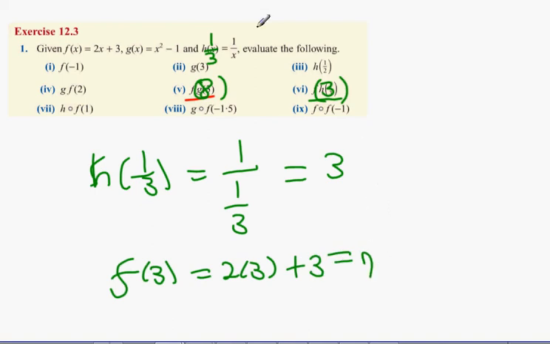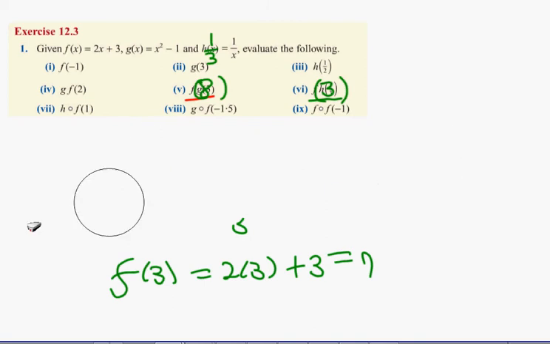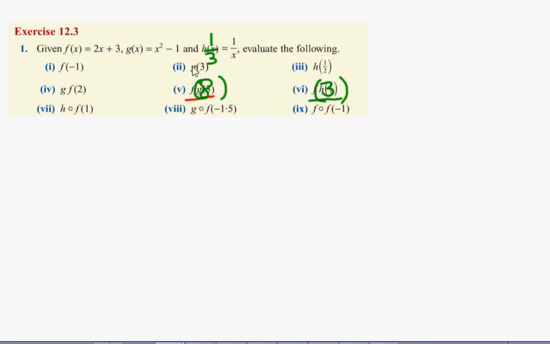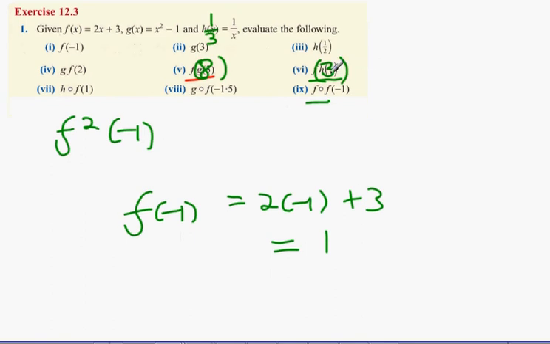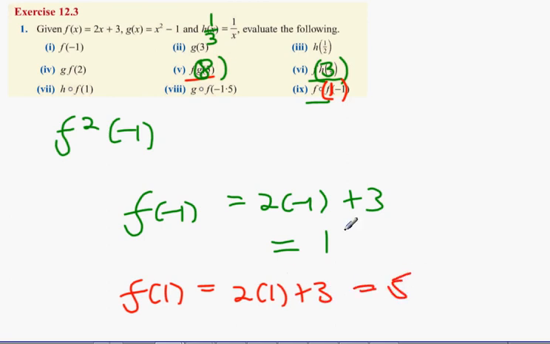Okay, what about number 9, you might say? Number 9 can be written two ways. It can be written as f2 of minus 1, because you're doing the f function twice. f of minus 1 is 2 times minus 1 plus 3, which is minus 2 plus 3, which is 1. Upon completion of that, we can replace f of minus 1 with 1. We're now doing f1. f1 therefore is 2 times 1 plus 3, which is 5. Okay, moving on.